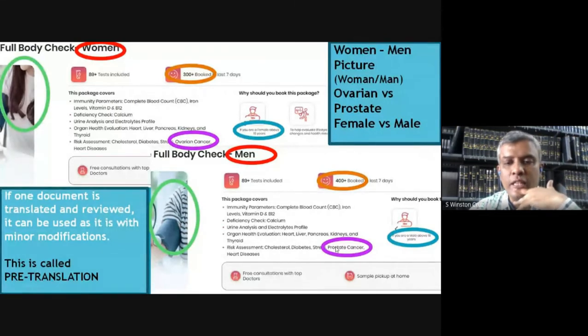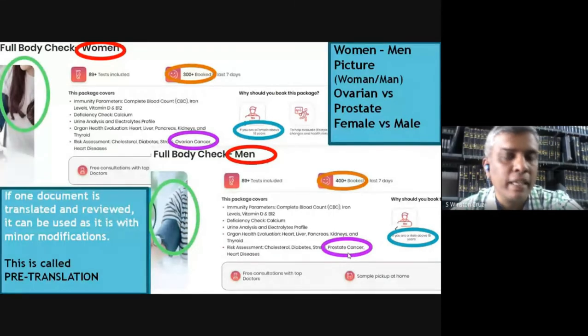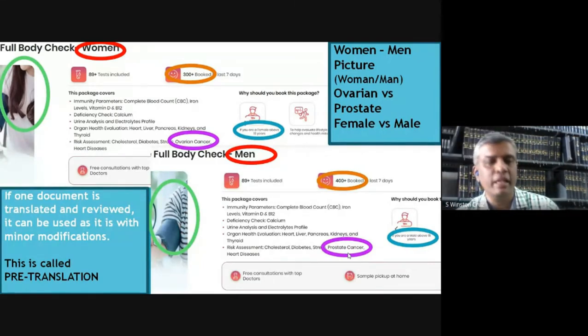And if you see in the men's advertisement, it is prostate cancer, right? Ovarian cancer and prostate cancer. So the few things that differ here, the rest of the things are almost the same in construction, in words, in choice, everything. So if one part is translated, checked, verified and reviewed, that can be easily used for the next one, more than pre-translating with simply a machine translation.